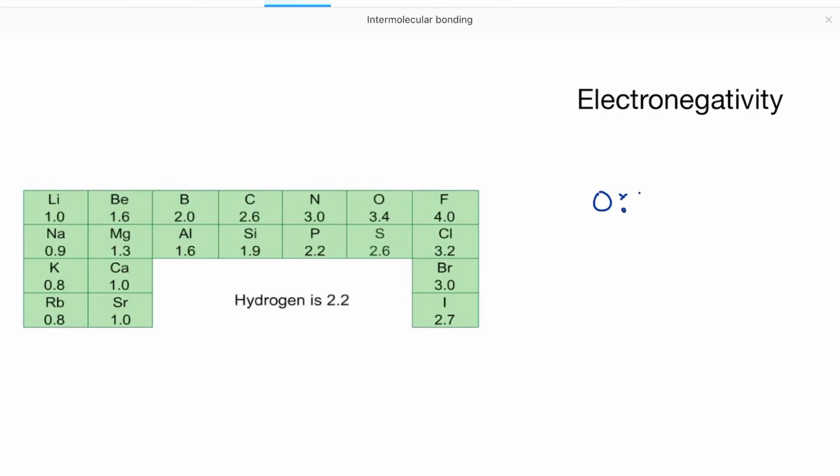If we start with a simple covalent bond, one between oxygen and hydrogen, we've got a shared pair of electrons. However, this shared pair of electrons is not shared equally between oxygen and hydrogen. The reasons for this are very straightforward. Oxygen has 8 protons in its nucleus. Hydrogen only has 1. So clearly, that electron density is going to be more strongly attracted towards the oxygen nucleus than the hydrogen. Oxygen is a very electronegative element.